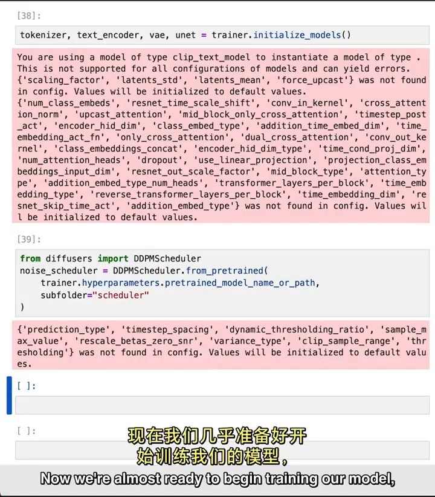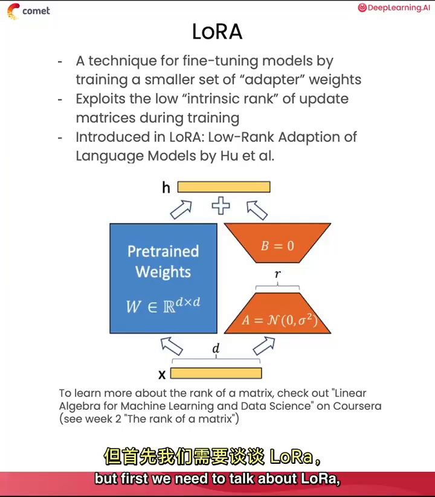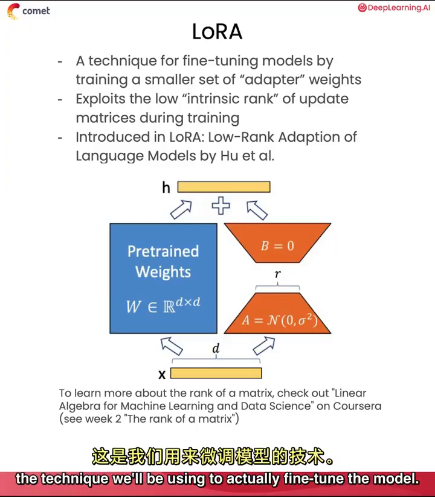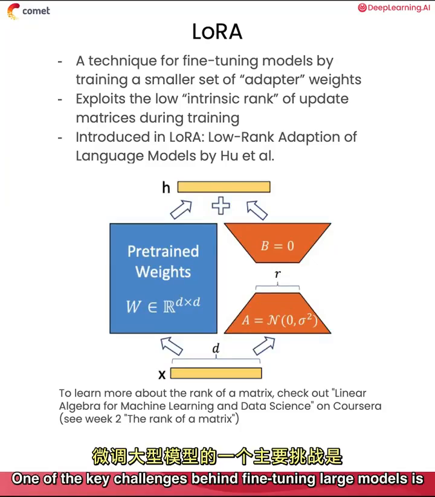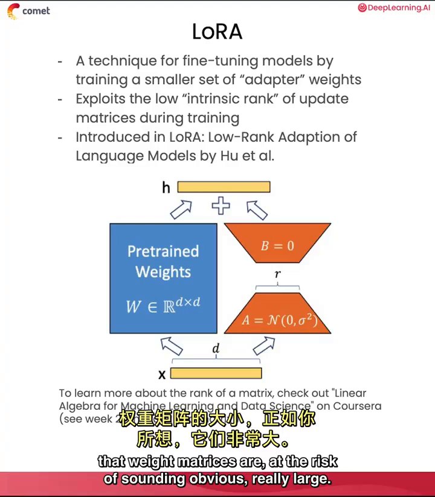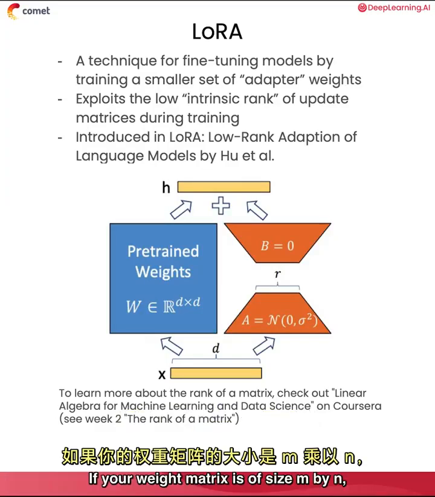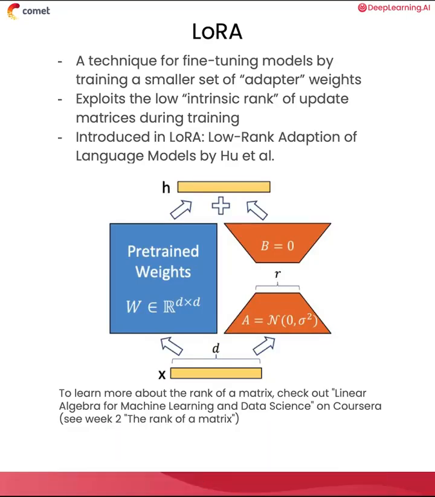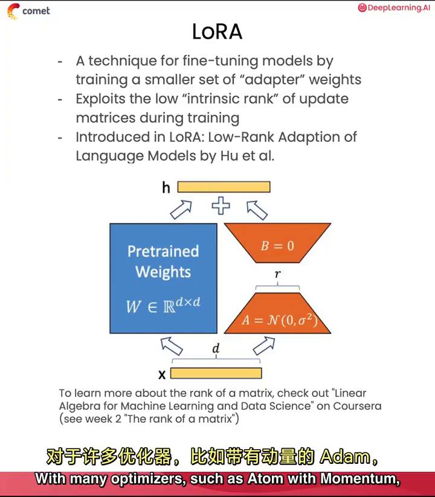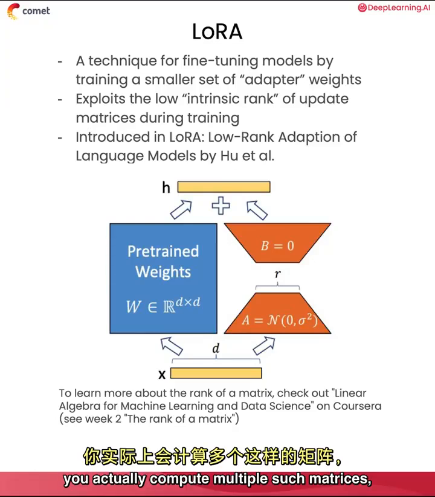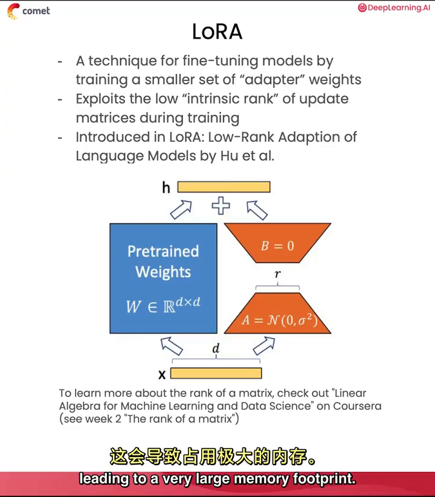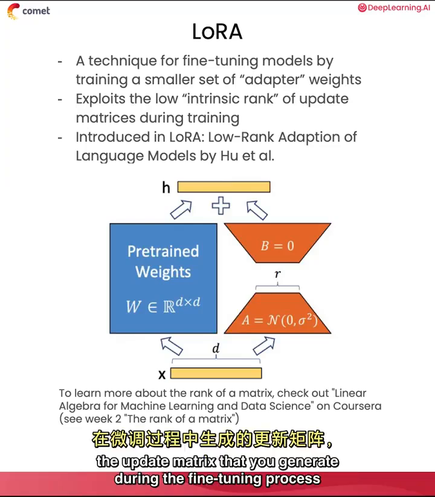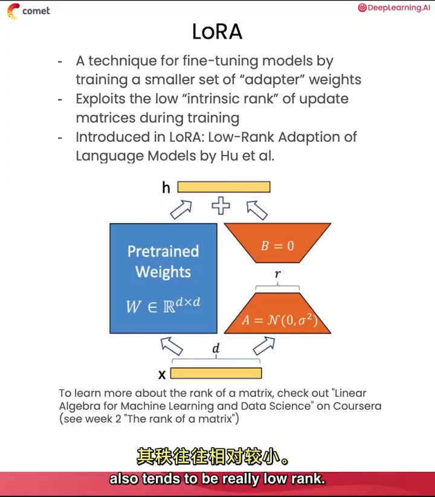Now we're almost ready to begin training our model, but first we need to talk about LoRA, the technique we'll be using to actually fine-tune the model. One of the key challenges behind fine-tuning large models is that weight matrices are, at the risk of sounding obvious, really large. If your weight matrix is of size m by n, then you may need to compute a gradient matrix that's also of size m by n for every single update. With many optimizers, such as Adam with Momentum, you actually compute multiple such matrices, leading to a very large memory footprint. However, the update matrix that you generate during the fine-tuning process also tends to be really low rank.